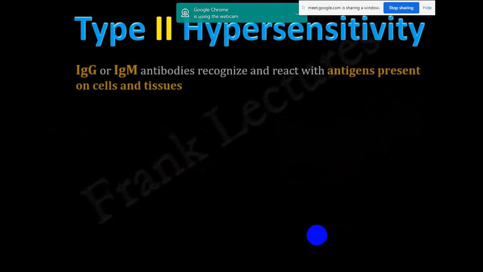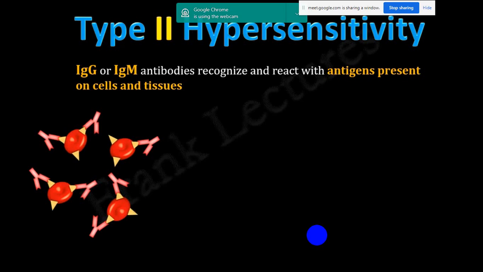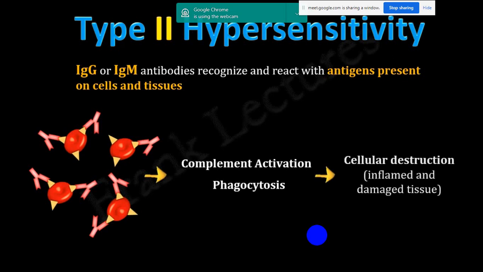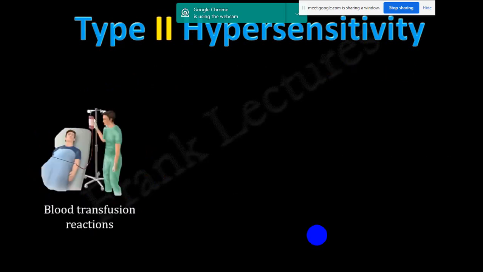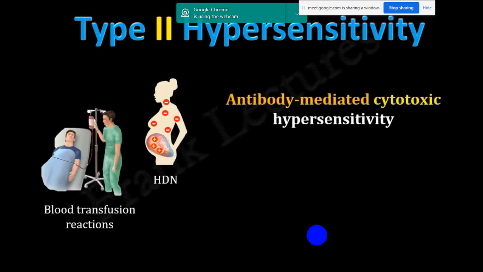Type 2 hypersensitivity. Type 2 hypersensitivity reactions result when IgG or IgM antibodies recognize and react with antigens present on cells or tissues. These further result in activation of complement and phagocytosis. The cellular destruction that takes place ultimately results in inflamed and damaged tissue. Examples of such reactions include blood transfusion reactions, hemolytic disease of the newborn, and drug-induced hypersensitivity. Type 2 hypersensitivity reactions are also known as antibody-mediated cytotoxic hypersensitivity. The term cytotoxic tells that these reactions result in destruction of host cells. Type 2 hypersensitivity reactions take 5 to 8 hours to develop.